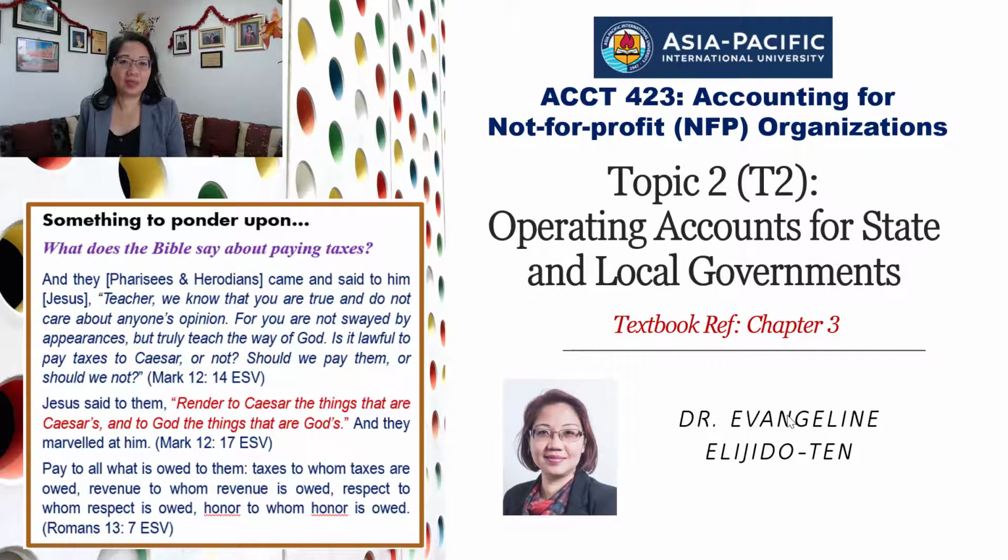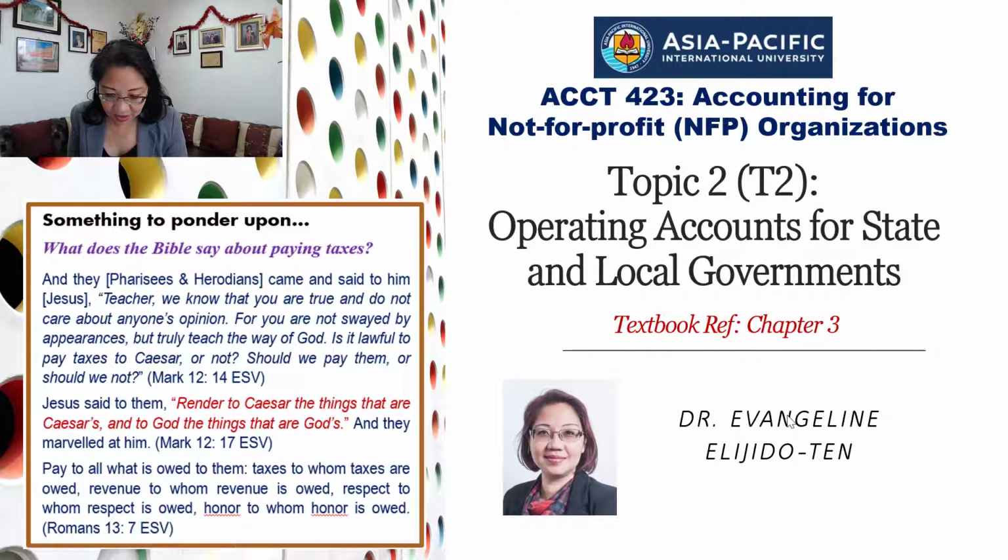Jesus wants us to be law-abiding citizens. And this is reaffirmed in Romans 13 verse 7 by the Apostle Paul. He said, "Pay to all what is owed to them. Taxes to whom taxes are owed, revenue to whom revenue is owed, respect to whom respect is owed, honor to whom honor is owed."